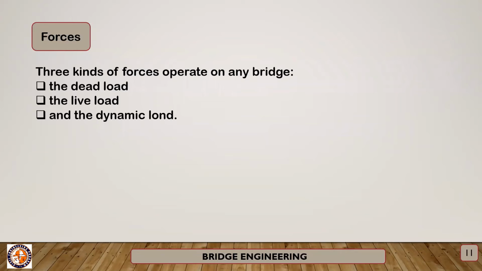Live load refers to the traffic that moves across the bridge, as well as normal environmental factors such as changes in temperature, precipitation, and winds. While the dynamic load refers to environmental factors that go beyond normal weather conditions, such as sudden gusts of wind and earthquakes. All three factors must be taken into consideration when building a bridge.